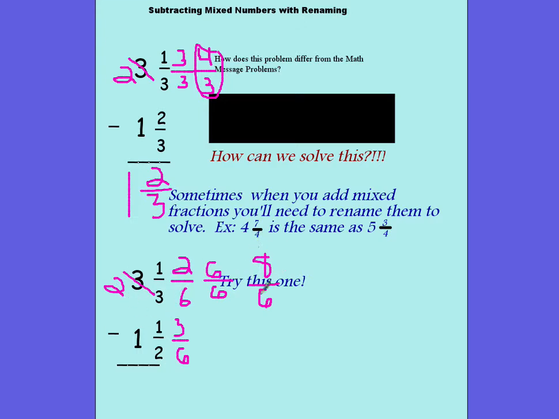So yes, it's going to be improper, it could be reduced, but we don't want to reduce it until the very end when we have finalized all of our work down here. All right, now we have 8/6 as our new fraction after we've borrowed and made equivalent fractions. So now we're going to do 8 minus 3, which is 5. Our denominator is going to stay the same. And now we can subtract our whole number, 2 minus 1, which is 1 and 5/6.